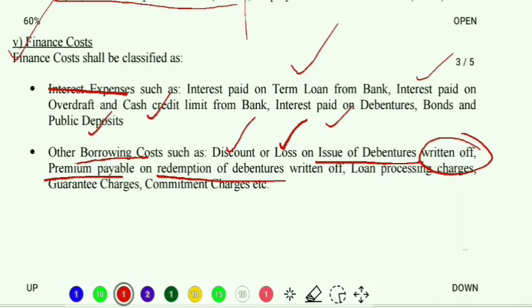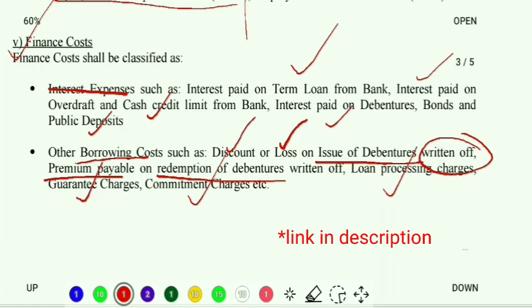So just understand, while we are issuing the debentures, if there has been a loss or a discount while issuing the debentures, or while redeeming the debentures there has to be premium paid on it, then those amounts or those expenses would come under finance cost. Then if there will be any loan processing charge, any guarantee charge, any commitment charge, these charges would also be a part of my finance cost. Commitment we have already discussed while discussing the contingent liability.